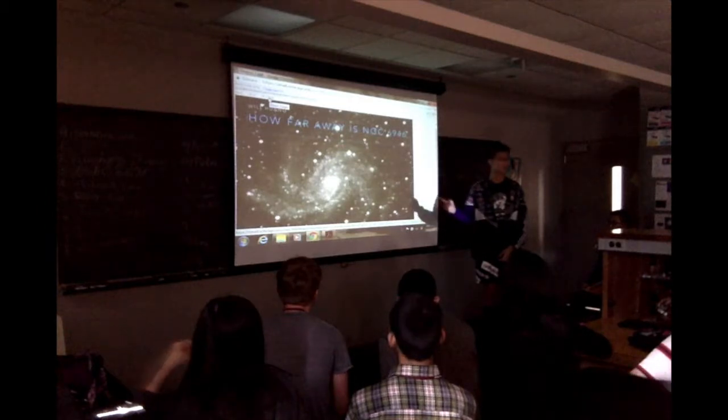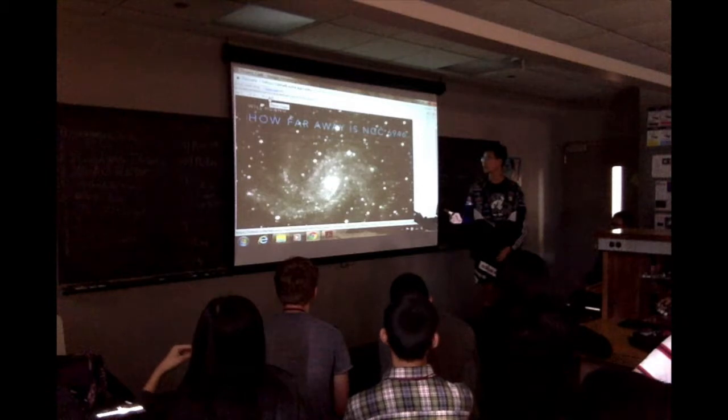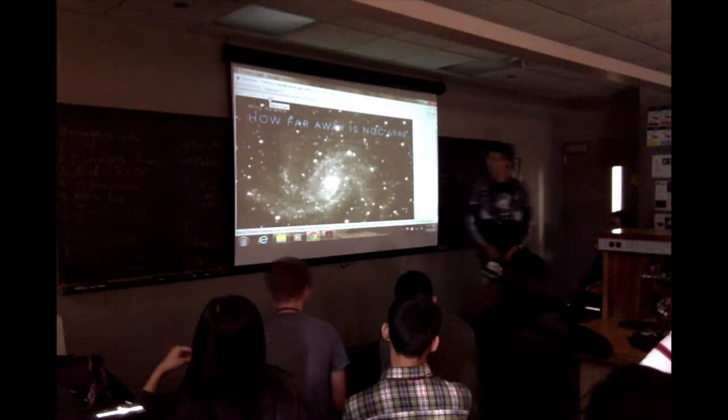And this picture is taken from Skynet. This is NGC 496946, which is the galaxy I'm studying. Right. Can we go to the next one?